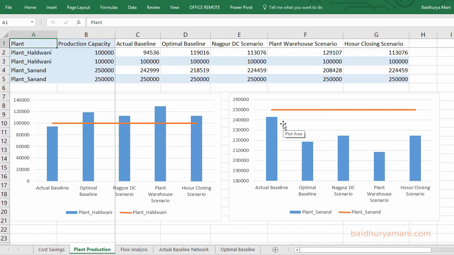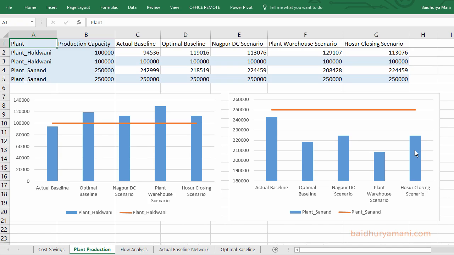Now what we see is, as we allowed the model to freely determine the flows, the plant at Haldwani is being highly utilized, basically overutilized. The utilization is more than 100% in almost all the scenarios. However, the Sananand distribution center is being underutilized, almost maybe 50%. What this means is that the model is actually preferring capacity at the plant Haldwani. This gives you an indication that there needs to be a readjustment of capacity between Sananand and Haldwani.